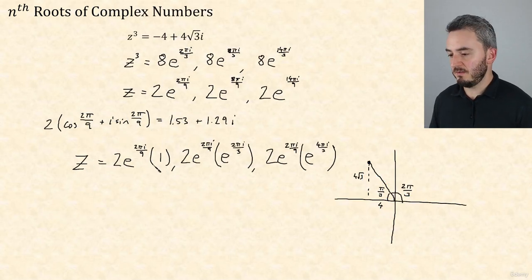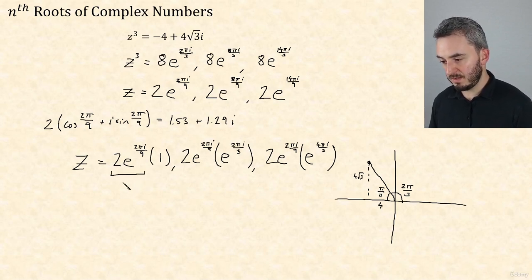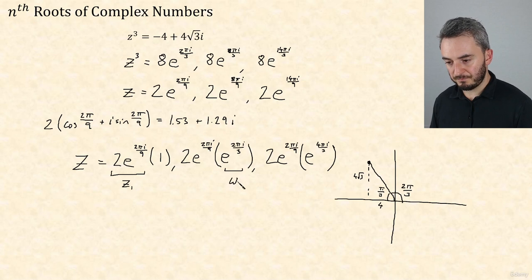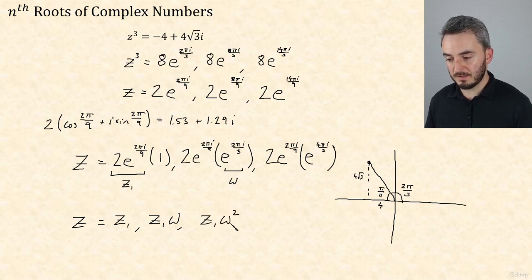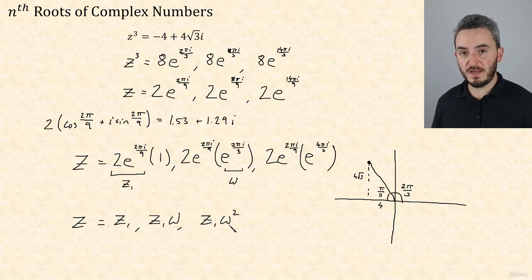So what we can say is, if we call this first one here Z1, and we call this bit here omega, what do we actually have? We have that our solutions are Z1 times 1, Z1 times omega, and Z1 times omega squared. And this will always be the case.